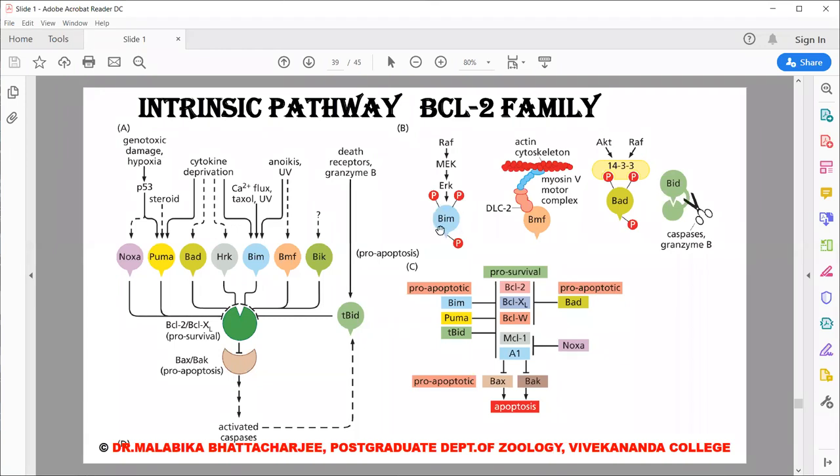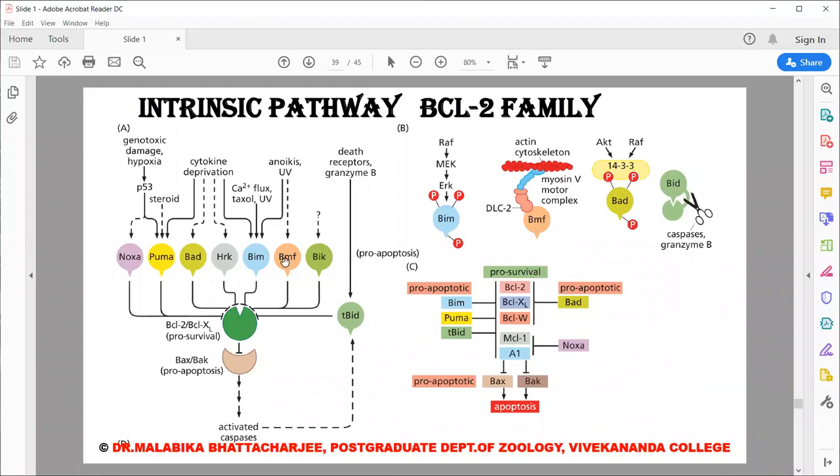For example, BIM is inactivated by the signaling RAS-RAF pathway. BMF is inactivated by being attached to the actin cytoskeleton. BAD is inactivated by the AKT survival signaling pathway, where it remains attached to the 14-3-3 scaffold protein. And BID is also an inactive molecule. So whenever these signals reach these apoptotic regulators, which are otherwise also known as BH3 regulators, what happens?